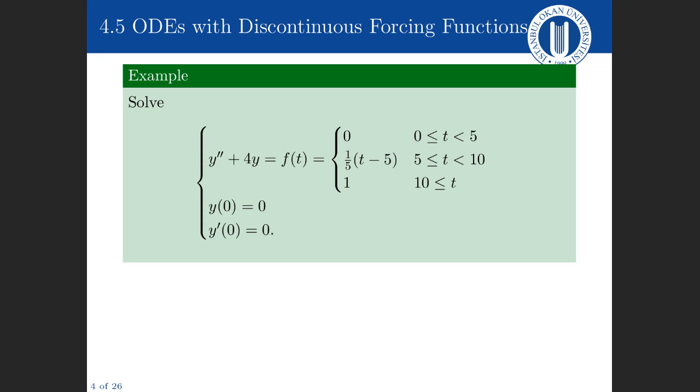For example, solve y double prime plus 4y is equal to this function f, which is equal to 0, 1 over 5 (t minus 5), and then 1. This function is not discontinuous, but it is piecewise defined. It's 0, and then it slopes up, and then it's equal to 1. And just to make our calculation easier, we're going to assume that both initial conditions are 0.